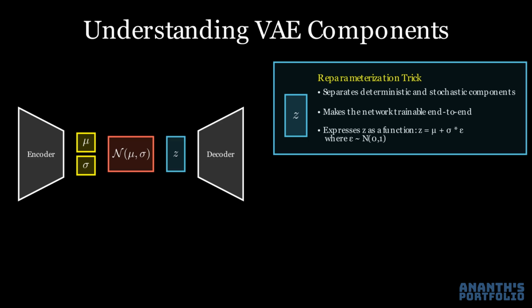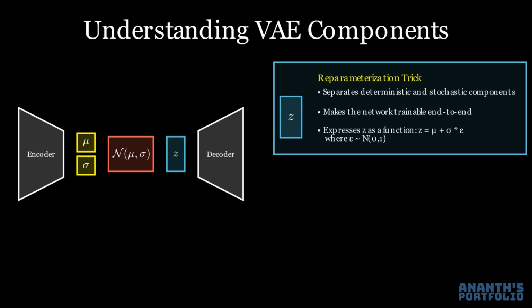By introducing this auxiliary random variable epsilon, the entire process becomes differentiable, allowing gradients to flow smoothly through the network during training. This step is crucial for making VAEs both powerful and practical, enabling them to capture complex data distributions while remaining fully trainable. Now, with a properly sampled latent vector z, the decoder network can use it to reconstruct or generate data that aligns with the original input's underlying patterns.